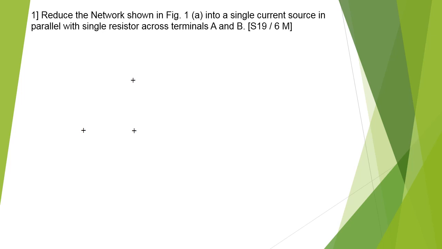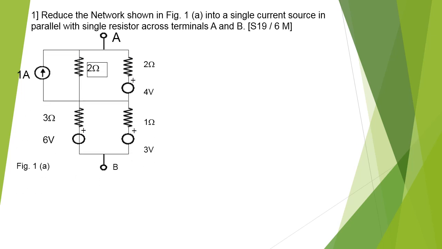The question goes like this: reduce the network shown in figure into a single current source. The given network is like this. In this network we have a 1 ampere and 2 ohm current source, a voltage source of 4 volt 2 ohm, 6 volt 3 ohm, which is in parallel with 3 volt 1 ohm. Okay, so now let us start the solution to this numerical.